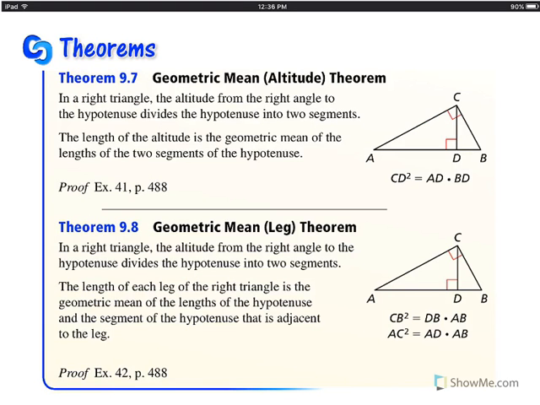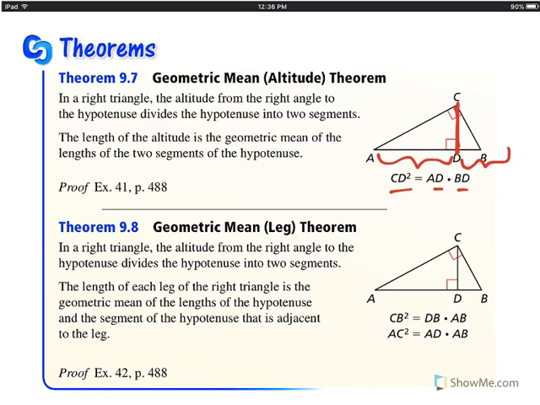Okay, that brings us to a couple theorems. We have the geometric mean, or the altitude theorem. In a right triangle, the altitude from right angle to the hypotenuse divides the hypotenuse into two different segments. Okay, so if you take a look at my picture, our altitude, it's squared, is going to be equal to the pieces of my hypotenuse multiplied together. Okay, and then we have the geometric mean leg theorem, which in a right triangle, the altitude from the right angle to the hypotenuse divides the hypotenuse into two segments.